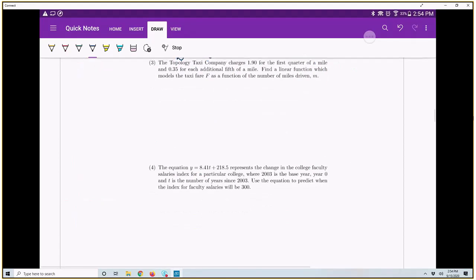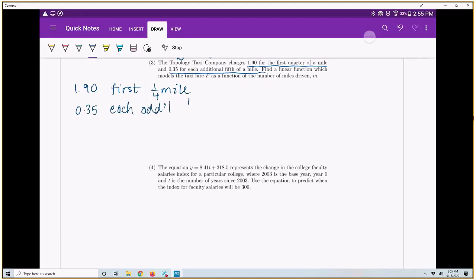The next question says, the Topology Taxi Company charges $1.90 for the first quarter of a mile and 35 cents for each additional 1/5 of a mile. So we write that down. $1.90 for the first 1/4 mile and 35 cents each additional 1/5 of a mile. And the question asks us to write a function, capital F, to model the number of miles driven and the cost of the taxi cab fare.